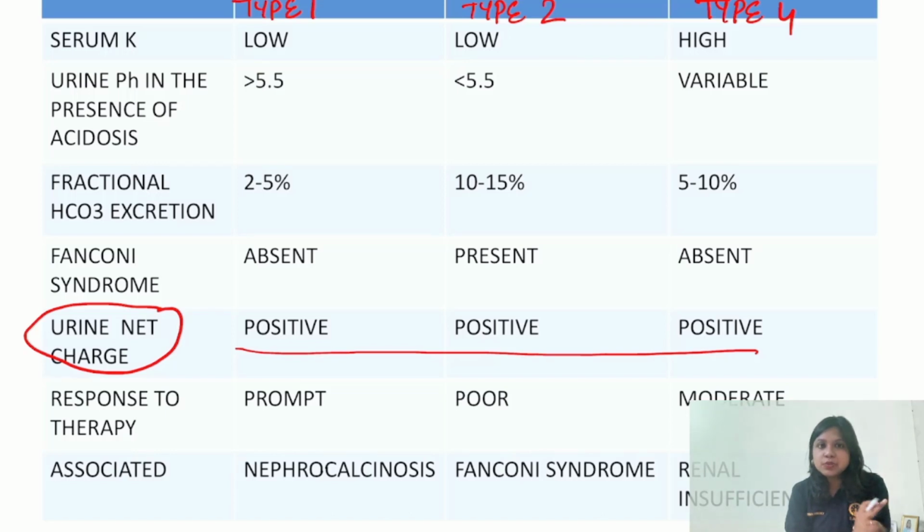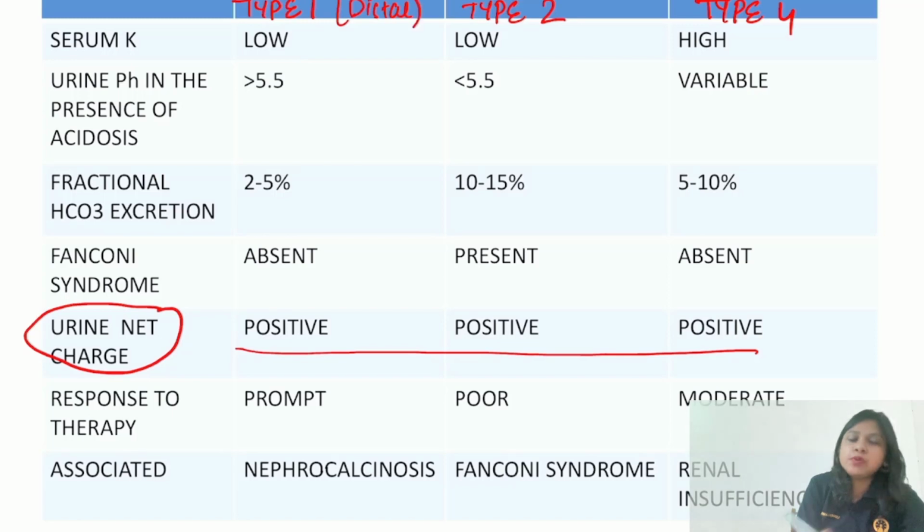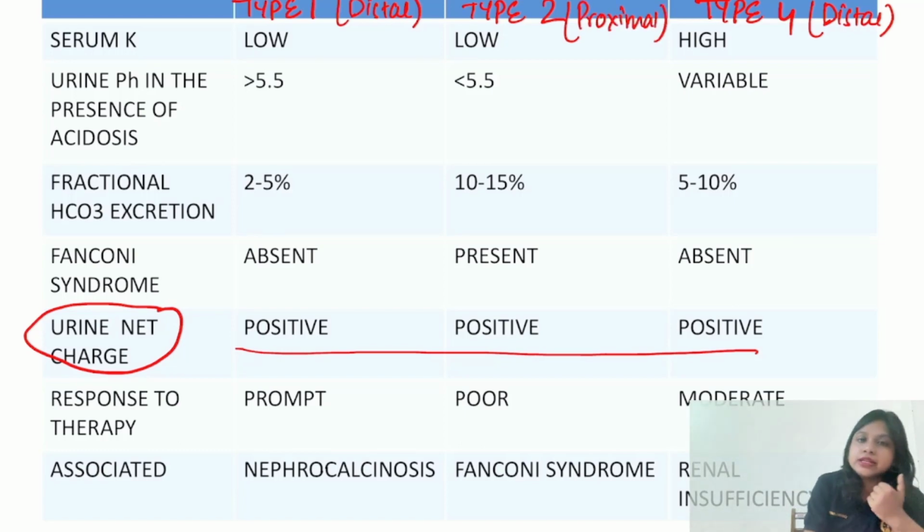Serum potassium in type 1 and 2 is low. So potassium in 1 and 2 is low, and in type 4 it is high. Remember, type 1 is a distal RTA. There is a problem with the H plus secretion. Type 4, there is a problem of aldosterone deficiency or resistance. So type 4 is also a distal RTA, whereas type 2 is a proximal RTA. The first thing you need to remember, type 2 is proximal RTA, type 1 and 4 is distal RTA.